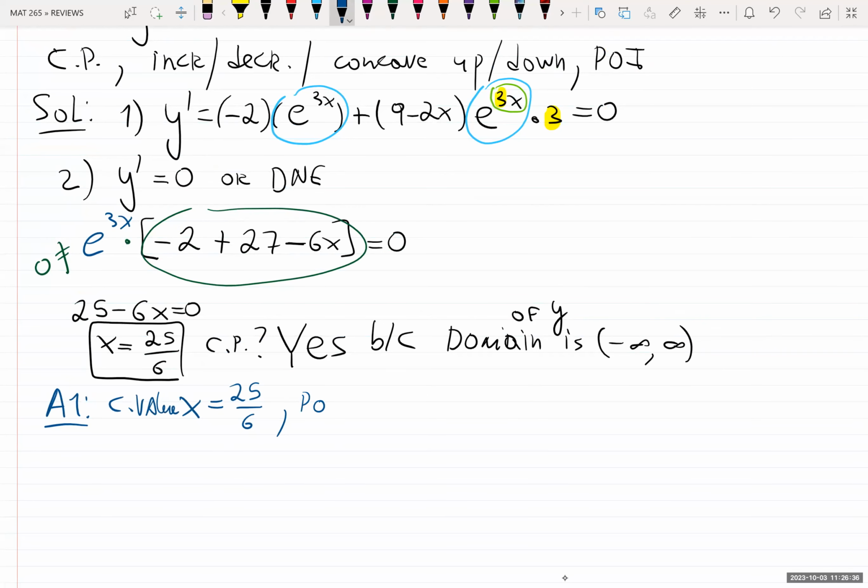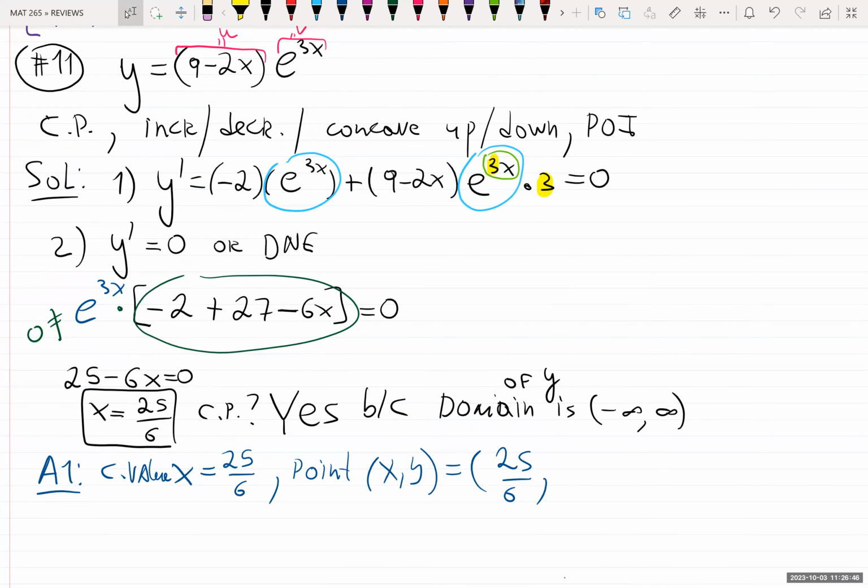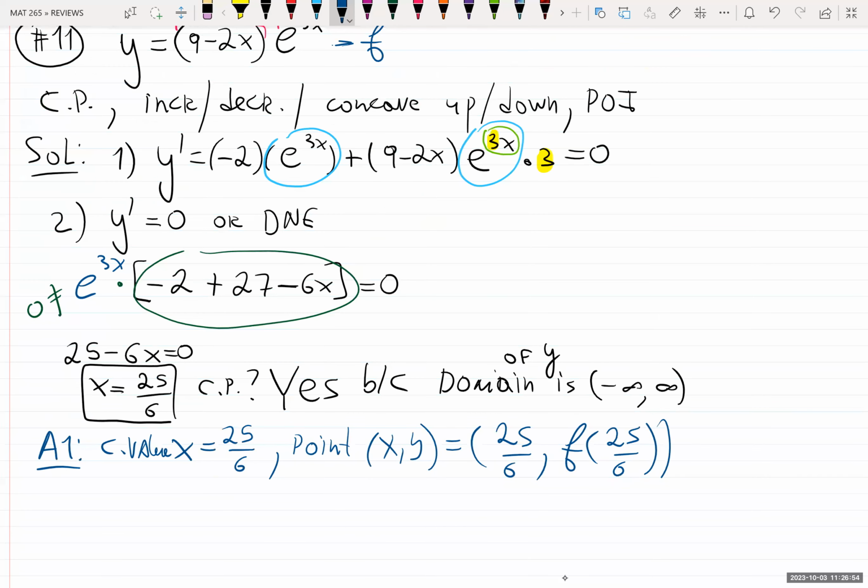Point requires x comma y. So you're supposed to plug it into the original, 25 over 6 comma, and then whatever the original will be, let's say f of 25 over 6, because this is f. And you carefully calculate it. So plug into the original. If they ask you for it, plug into the original.